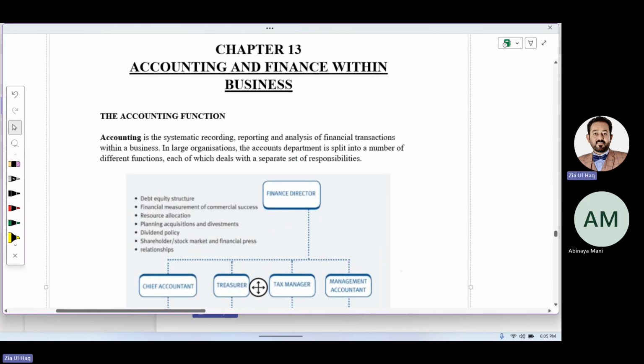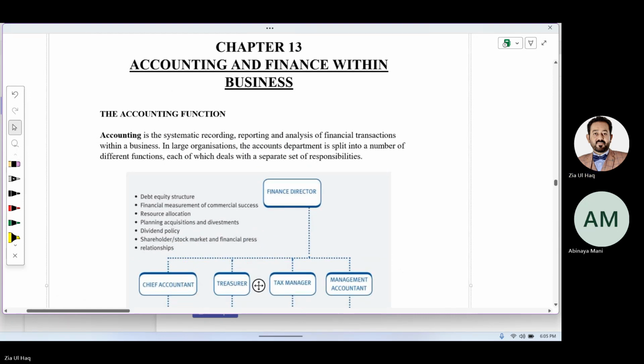So chapter 13 name is accounting and finance within a business. We are learning about business. So in this chapter, we will learn how accounting and finance work in the business. I mean, what is the role of the accounting and finance department or function in the business? What is meant by accounting? What is accounting?